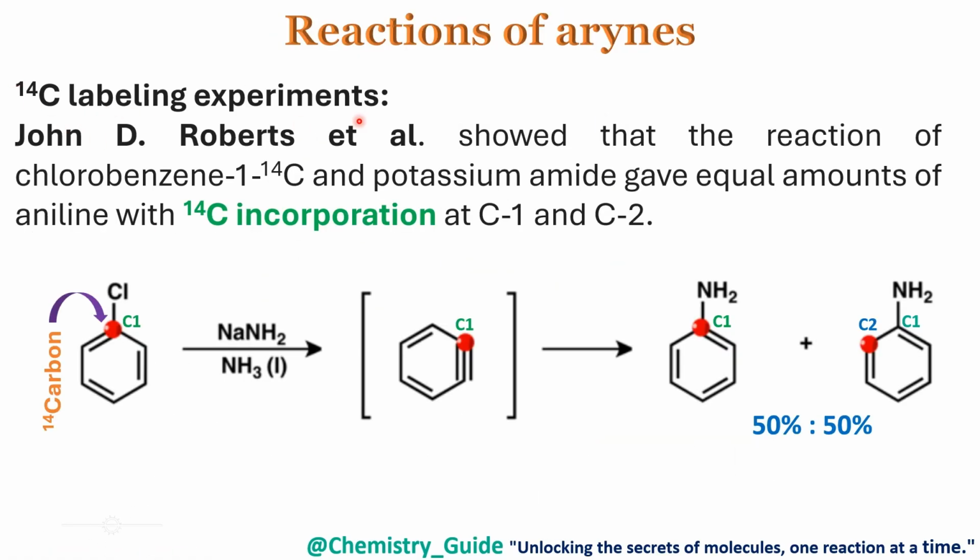This is the C14 labeling experiment conducted by John D. Roberts. He showed that the reaction of chlorobenzene, where the chloro is attached to the 14C carbon, with sodamide generates the benzyne. So in the benzyne, one of the carbons is C14, and this benzyne is reacted with a nucleophile. It generated two regioisomers. In the first case, the nucleophile is attached to the C14 carbon. In the second product, the nucleophile is attached to the other carbon, where there is no C14. So this indicates that there is a formation of two products when we have different substitution in the arene. Let us see this kind of reaction in detail.